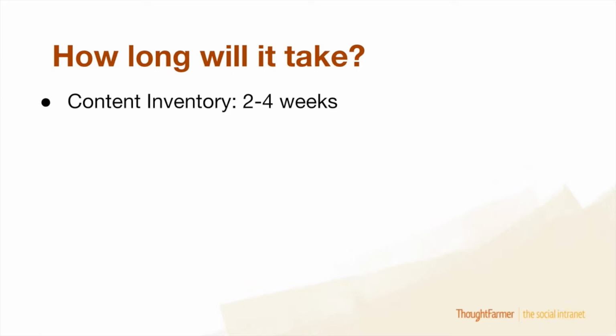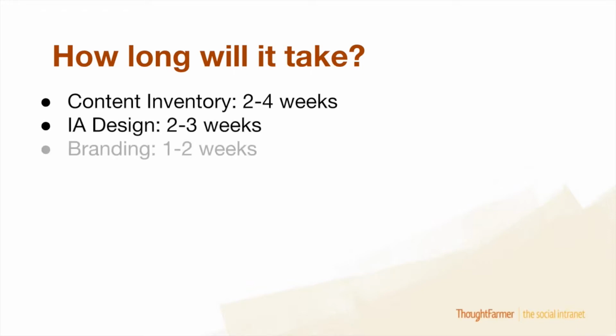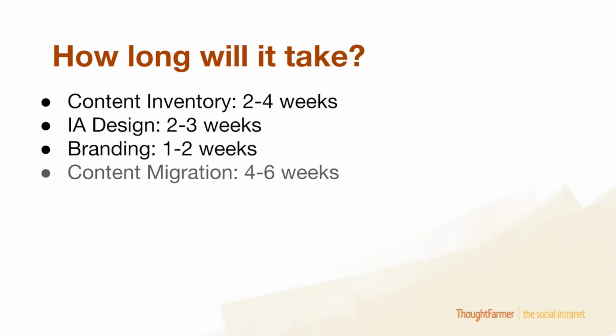Content inventory typically takes at least a couple of weeks. 2 to 4 weeks would be the average that we're looking at there. Your information architecture design, so the navigation structure for the intranet, 2 to 3 weeks usually is what we've seen clients do there. Your branding for your intranet can take 1 to 2 weeks. Content migration, you can see this is where the legwork happens, 4 to 6 weeks. That is usually the most time-consuming activity of your intranet project.